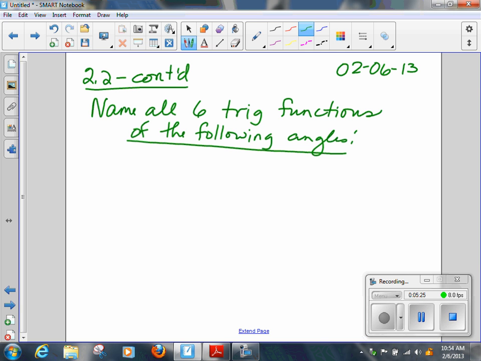Here we go. Name all 6 trig functions of the following angles. Okay? So we're going to look at this. Our angle T is 4 pi over 3.